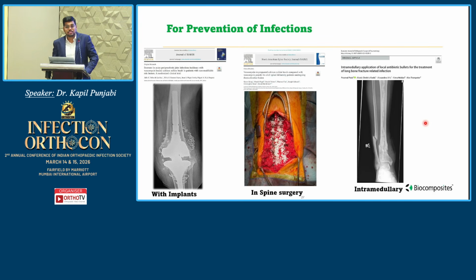And you can also use this product prophylactically for prevention of infections, which is being done in a lot of cases, as there is a lot of literature talking about that. So obviously in the second stage, or whenever you're placing your implants, just to be secure enough, you can place it.